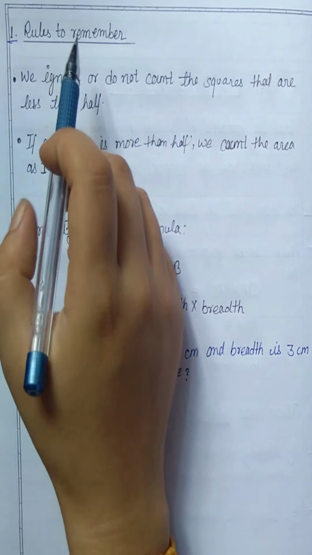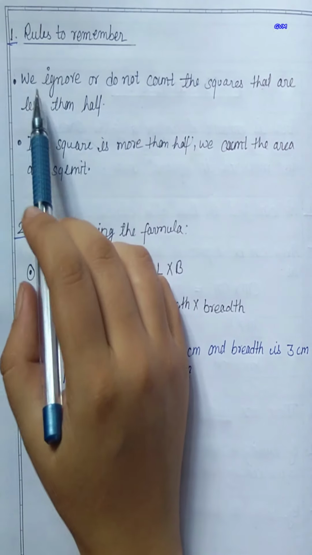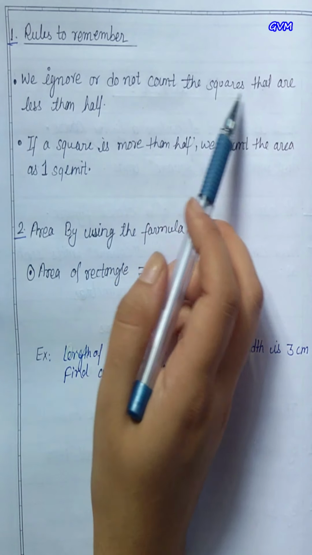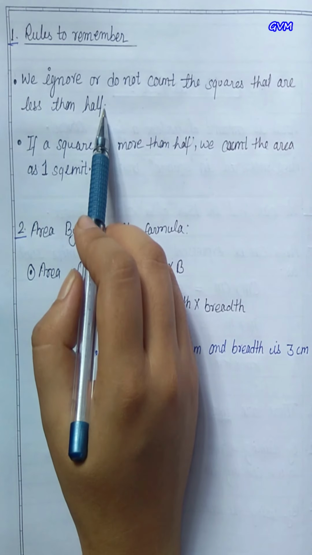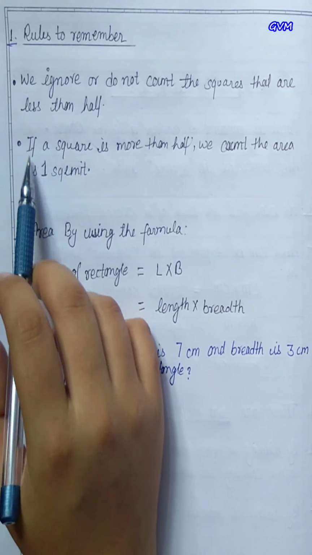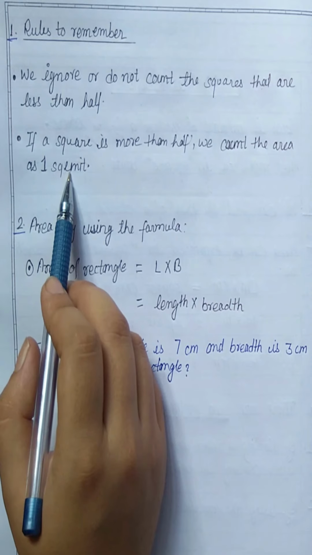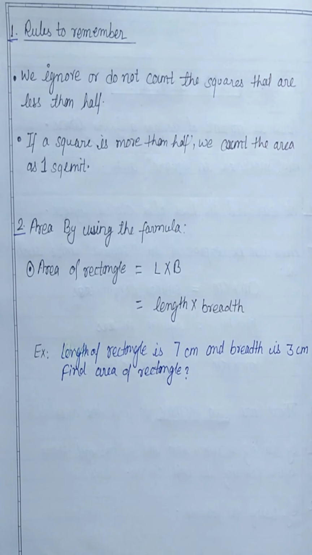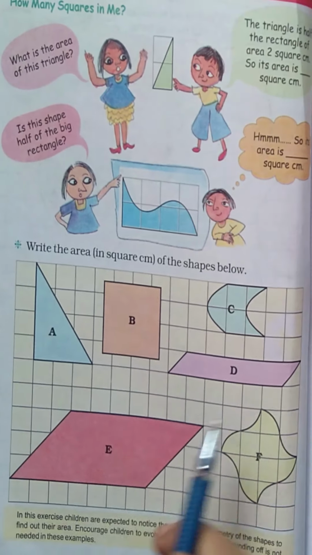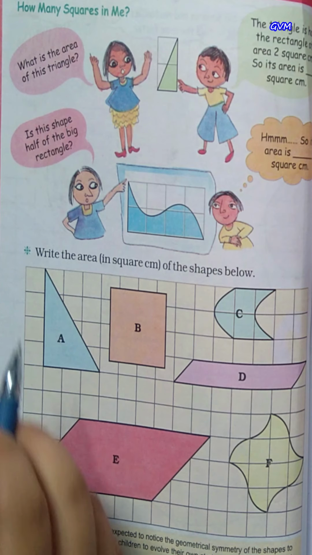Okay. So what will we do? Rules to remember. We ignore, or do not count, the squares that are less than half. And if a square is more than half, we count the area as 1 square unit. Let's understand this. So students, here you can see we have been given a square sheet.